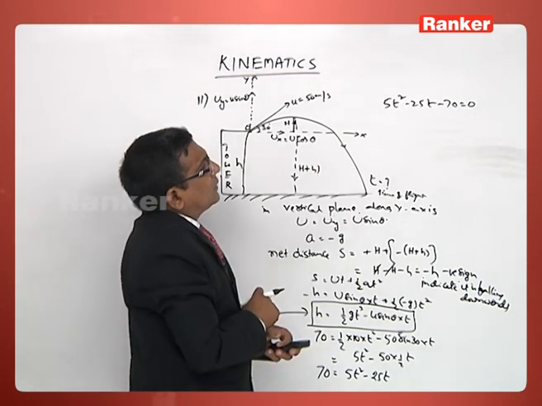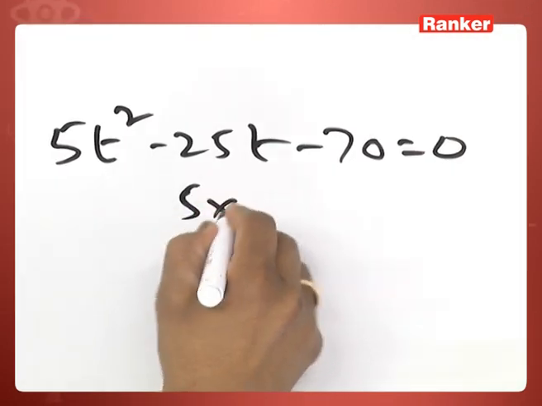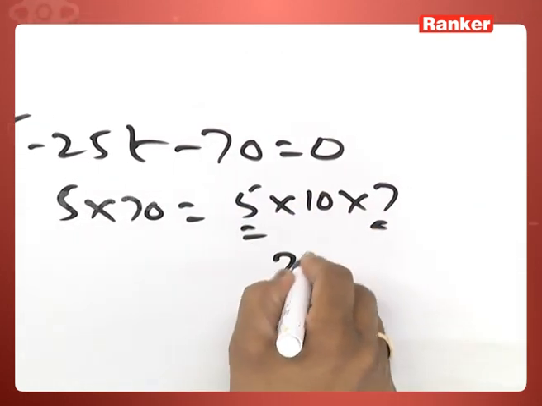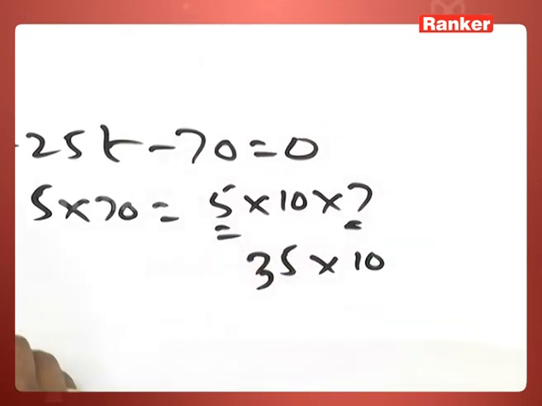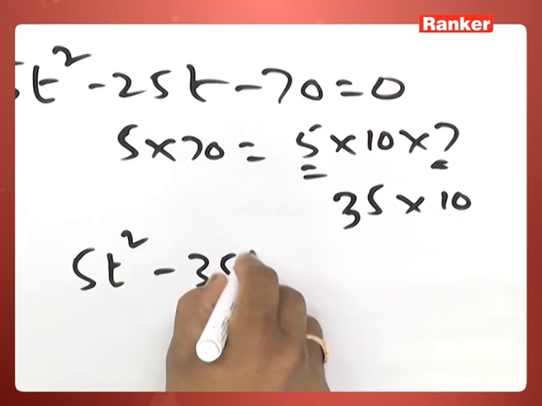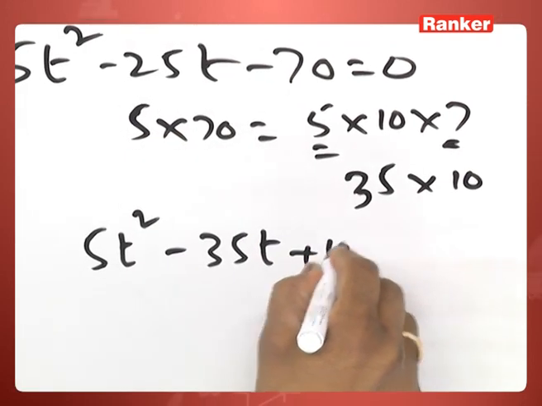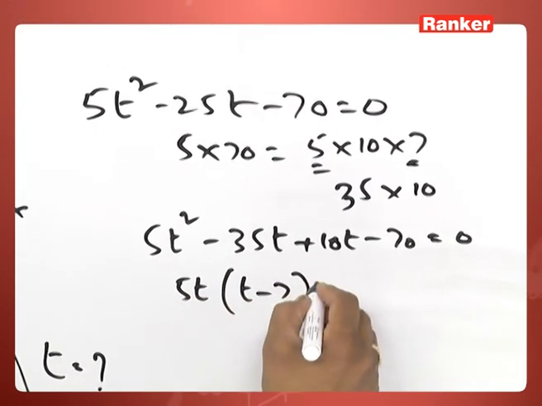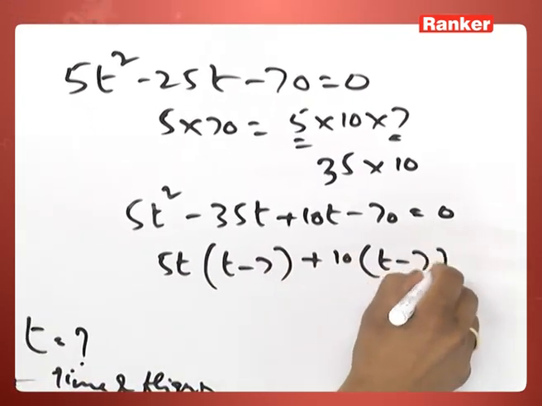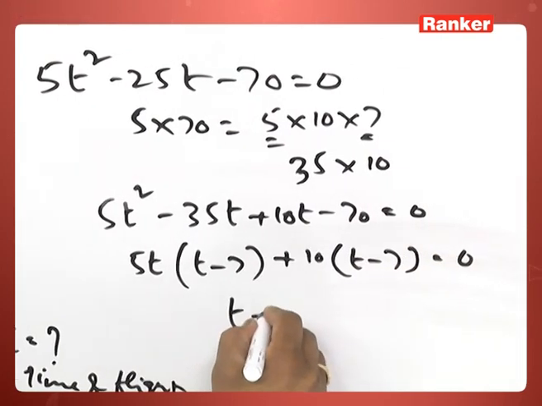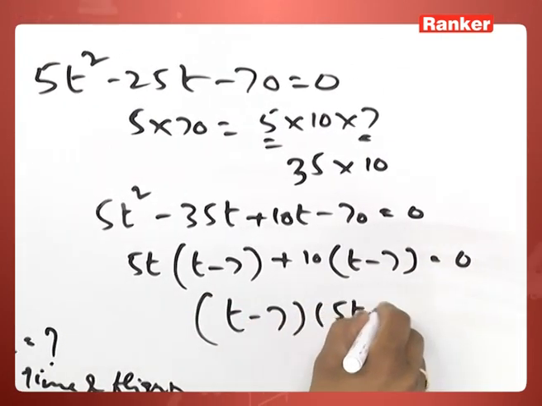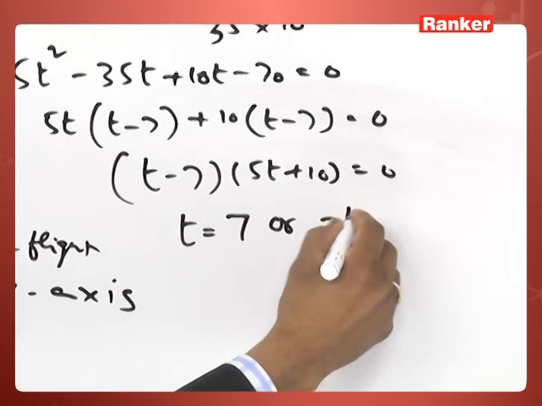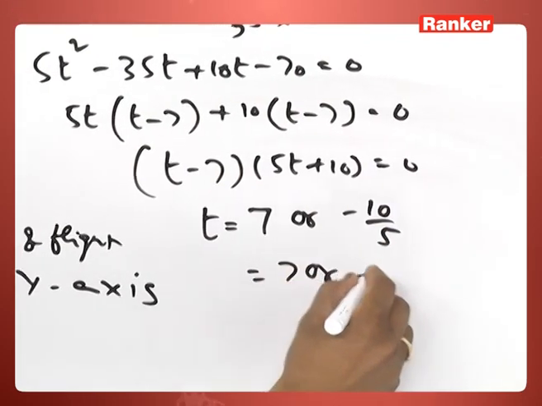Now, we have to find the roots. 5 into 70, how do you write this? 5 into 10 into 7. So 7 fives are 35, into 10. So how do you write 5t square minus 35t, because minus 25 you require, plus 10t minus 70 is equal to 0. So 5t, t minus 7, plus 10 times t minus 7 is equal to 0. Therefore you are going to get t minus 7 into 5t plus 10 is equal to 0. So t you get 7 or minus 10 by 5, that is 7 or minus 2.